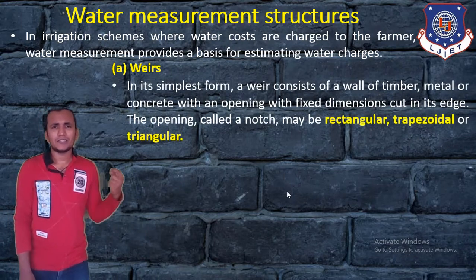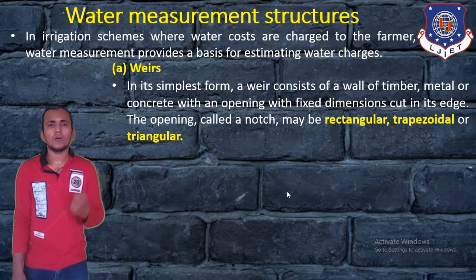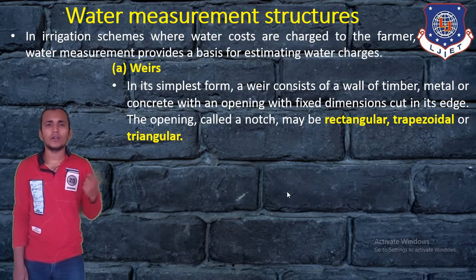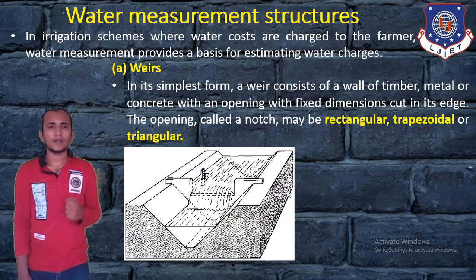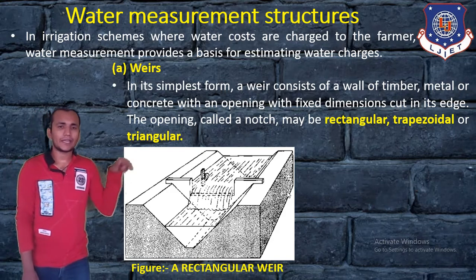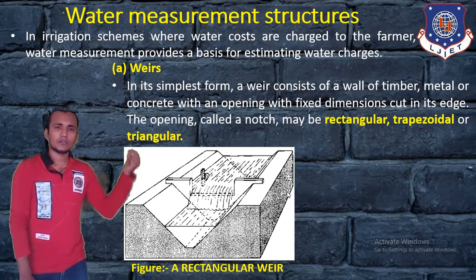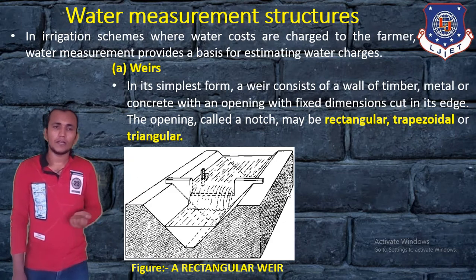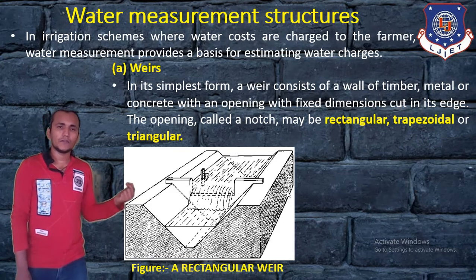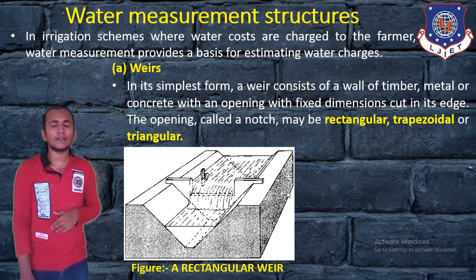Weirs, the simplest form, consist of a wall of timber, metal or concrete with an opening of fixed dimension cut in its edge. The opening, or notch, may be rectangular, trapezoidal or triangular. The figure is like this. You can see a rectangular weir. Here we can connect flow meters that measure the flow, or a level sensor that measures the water level and flow. Here we can use a rectangular notch.